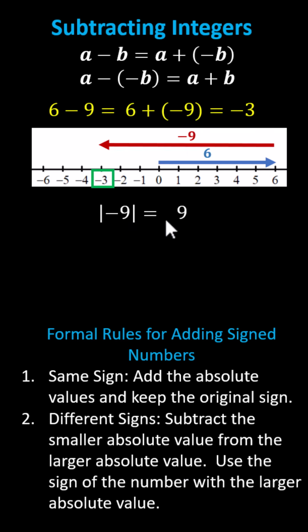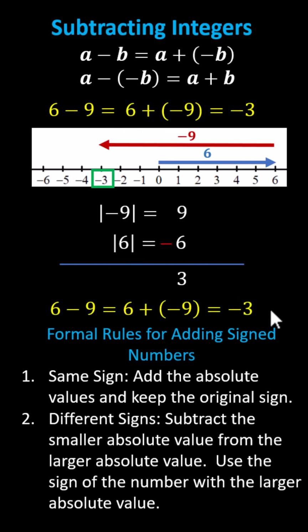The absolute value of negative 9 is 9. The absolute value of 6 is 6. And now we subtract 6 from 9, which is 3. But because negative 9 has a larger absolute value, for the original difference or sum, we make the 3 negative.